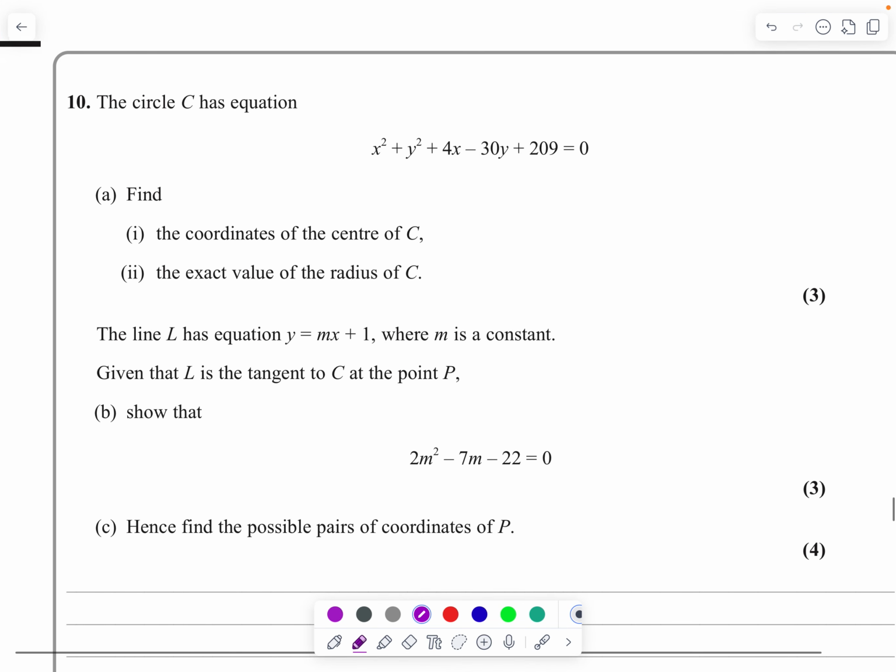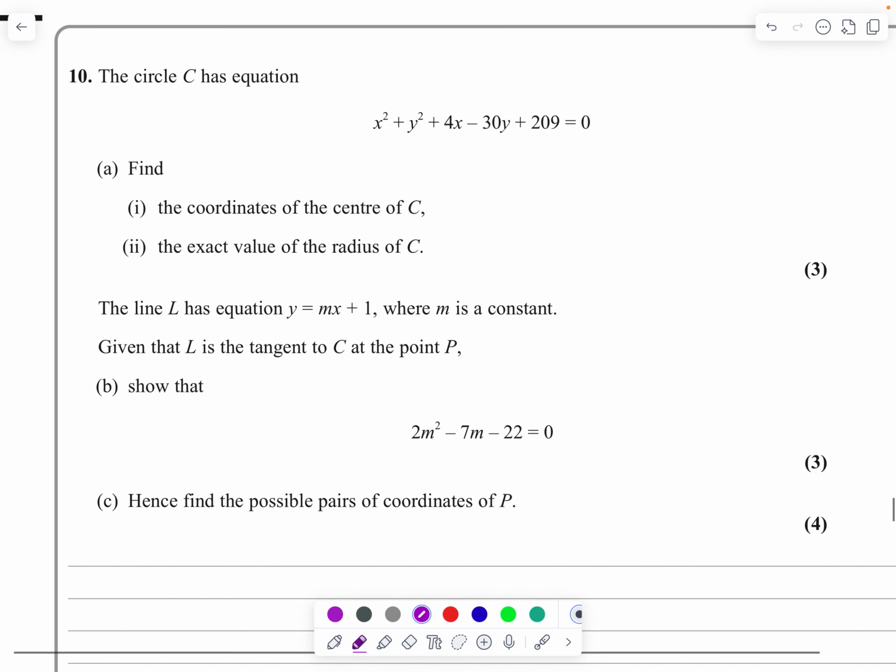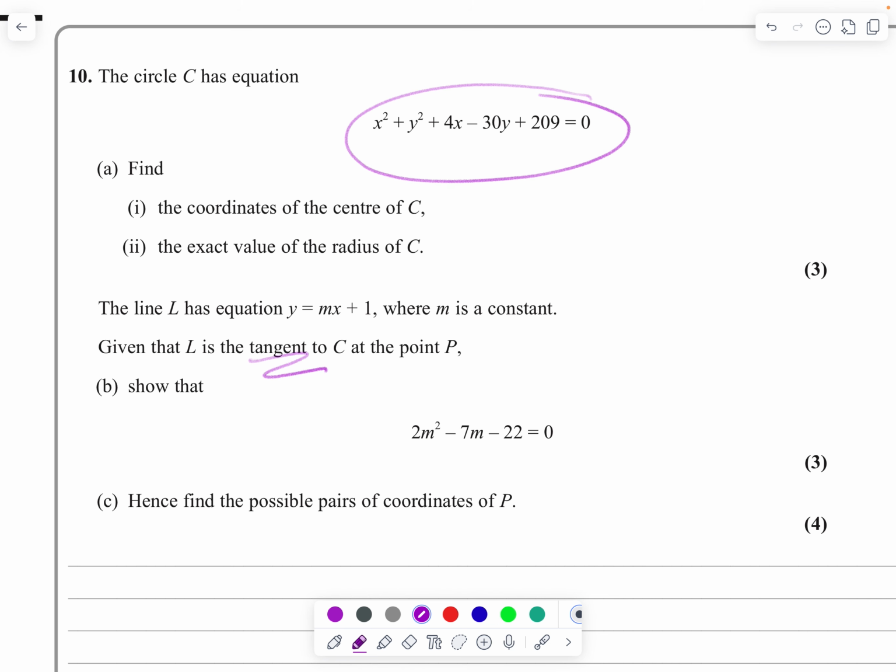Okay, this is the P2 paper from October 2024. It's question number 10, and as we can see by looking at this, it's a coordinate geometry question in the XY plane. In particular, we've got the equation of a circle here, and a little bit later we're going to be doing some work with properties of tangents and chords, tangent in particular.